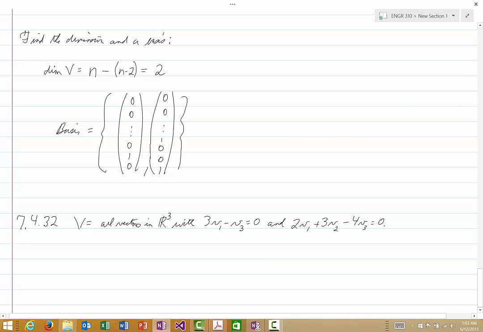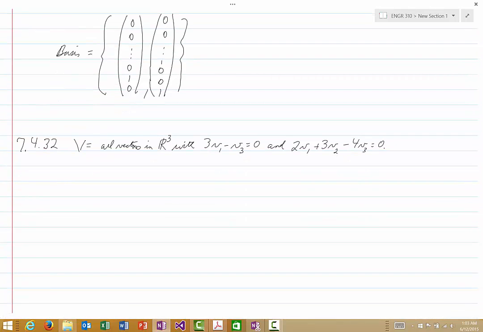Okay, so the first question is, is V a vector space? And as usual, what we want to do is test for closure under scalar multiplication and vector addition.